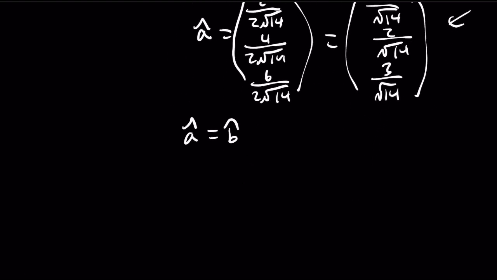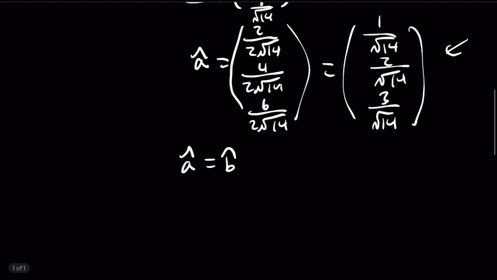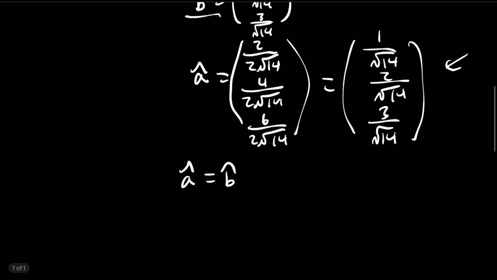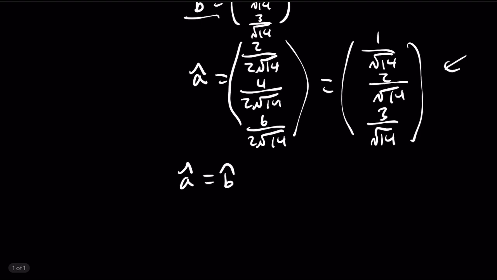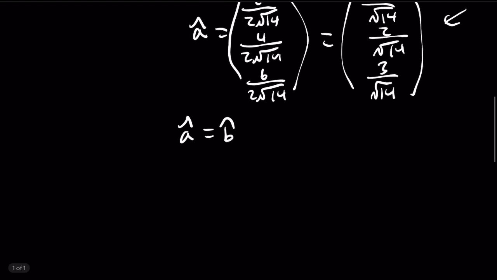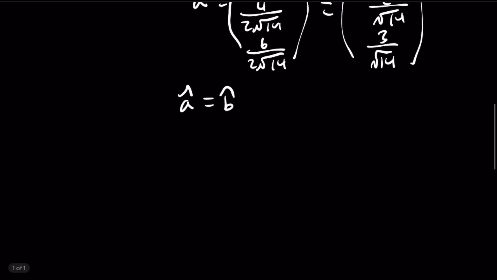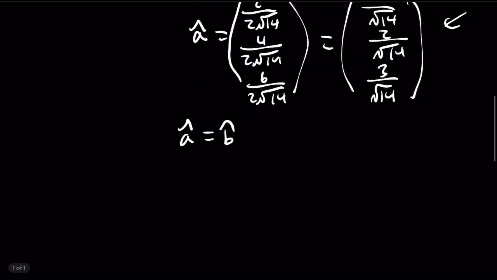And pretty much what this tells us is that when we convert these down to unit vectors and make their magnitude the same, they're the exact same vector, which means that their direction must be the same. And from this, we can conclude that vector A is parallel to vector B.